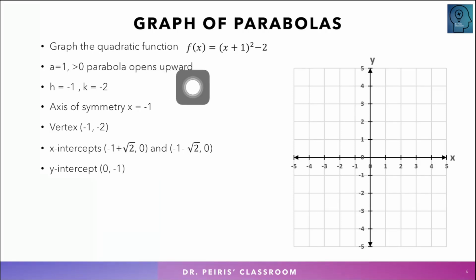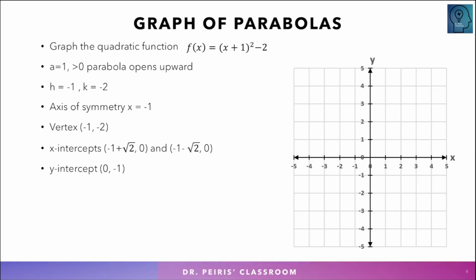And what are h and k? Basically, we need to find the vertex. So h needs to be minus 1, because in the original formula we have x minus h squared plus k, which means h is negative 1 and k is negative 2. If h is negative 1, the axis of symmetry is x equals negative 1. The vertex is simply h comma k, which is negative 1 comma negative 2, and we found the x-intercepts as well as the y-intercept. Now we have everything that we need to graph the parabola.